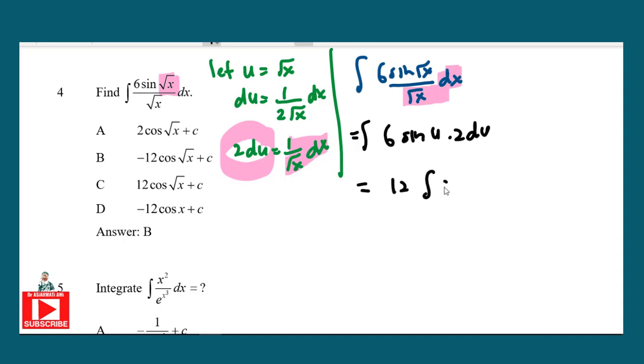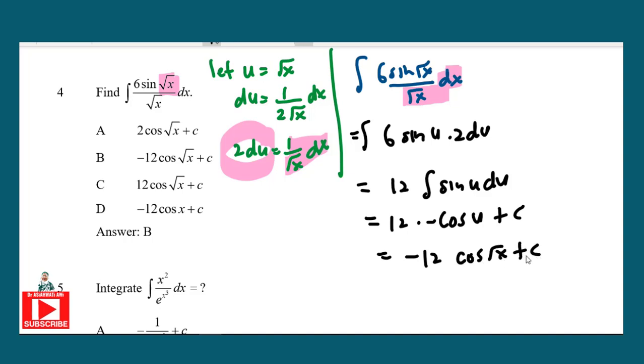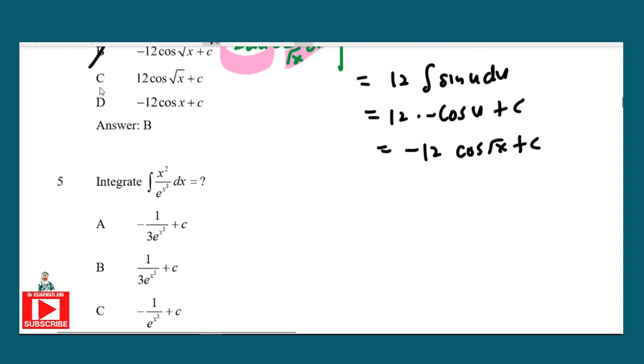Okay, so we integrate sine u with respect to u, and we get negative cos u plus c. Then negative cos u is equal to the third x plus c. So the answer is... okay, settled for number 4. Number 5. Okay, check number 5.